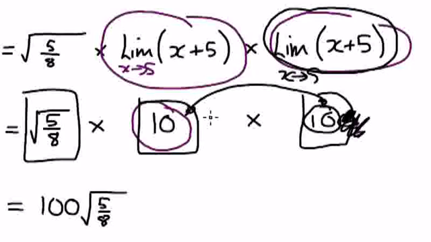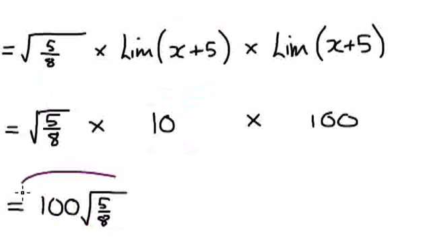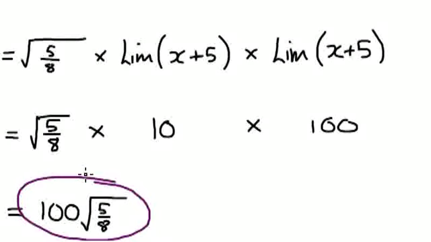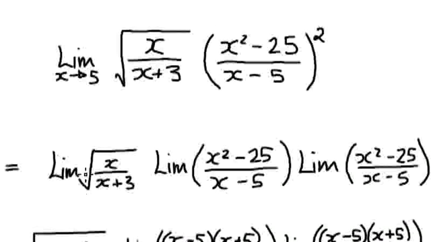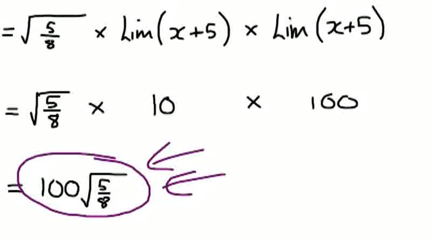So you can merge the 10 and 10 together to give you 100, and then 100 times this. You can visualize it as 100 times this block here. So the overall answer is this. Going back to our graph, remember the answer is this thing here: 100 times root 5 over 8.